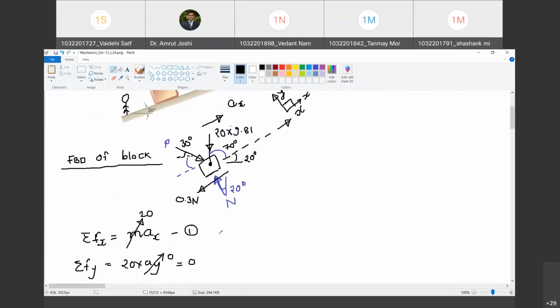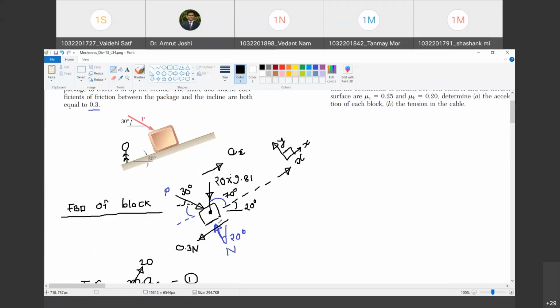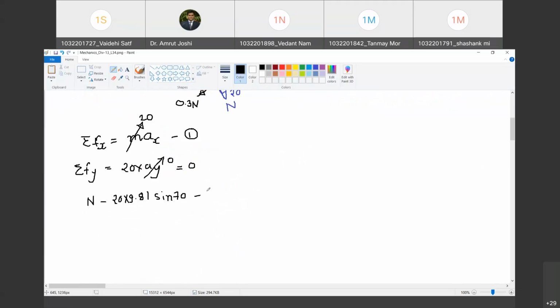Okay. Now, what are the other forces? This P, is it going to have the vertical component? Yes, obviously. And how much is that? Look, the angle the incline makes with the horizontal is 20 degree. And this P makes a further angle of 30 degrees with the horizontal. So what is this total angle? 50 degree. So it is going to be minus P sine 50. Do you agree? This must be equal to 0. So now can I express this n in terms of P?